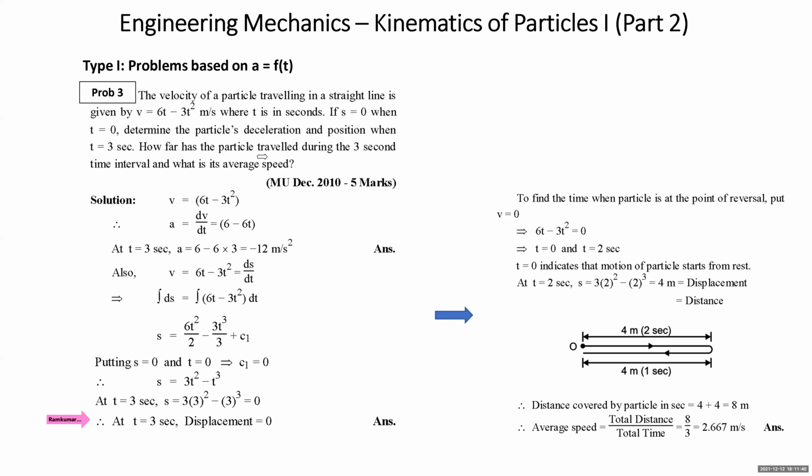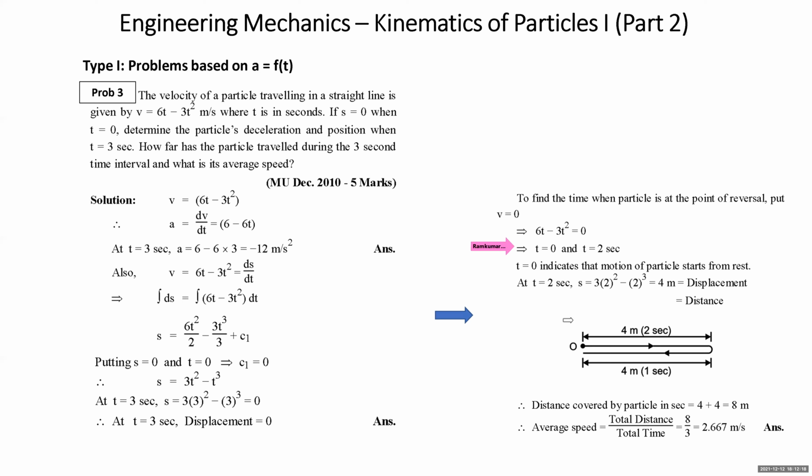But he is asking you to find out the distance covered also. To find the distance, we'll have to find the time, how long the particle was moving in the same direction. Now come to this side. To find the time when the particle is at the point of reversal, put V is equal to 0. We equate velocity to 0, you get 2 time values, T is equal to 0 and T is equal to 2 seconds. T is equal to 0 indicates the motion starts from rest. At T is equal to 2 seconds, S comes out to be 4 meter. That means for 2 seconds, the particle was moving in the same direction, and in the next 1 second, the particle reversed its direction and came back to the same position.